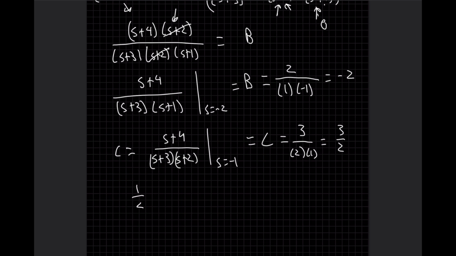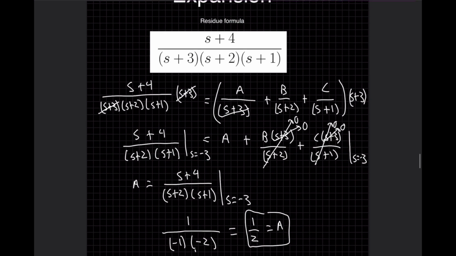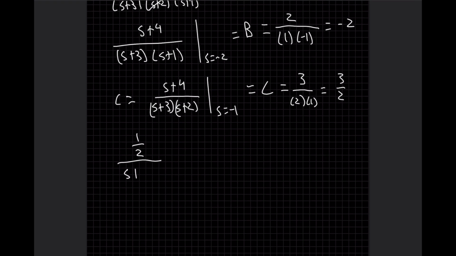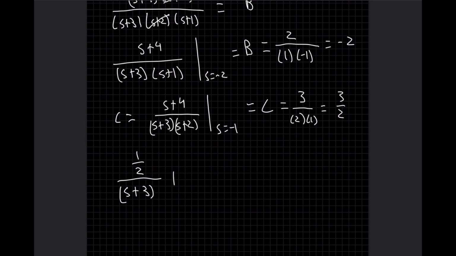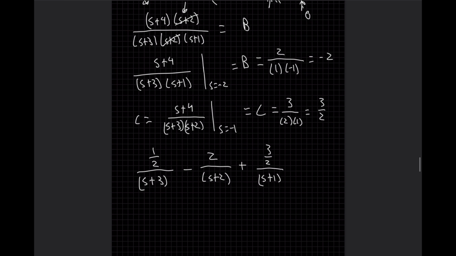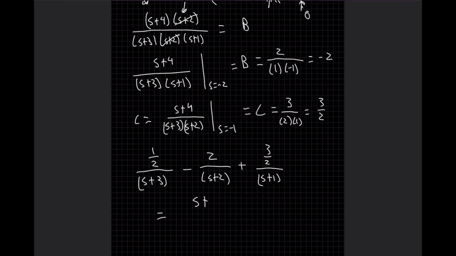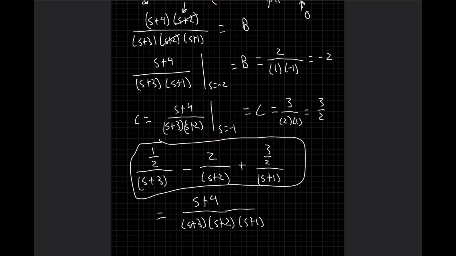So 1/2 over s plus 3, plus, and then we need b, so it's -2 over s plus 2, and then plus 3/2 over s plus 1. And this whole thing is equivalent to the original one that we had, which was s plus 4 over s plus 3 multiplied by s plus 2 multiplied by s plus 1. So now that we're in this form, we can easily find the integral.